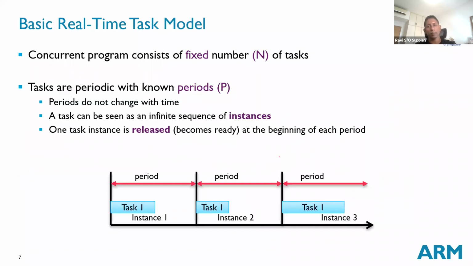So that brings us to getting familiar with some terms here. Firstly, in our analysis, we are going to have a fixed number of tasks, n number of tasks, and we're also going to make the assumption that tasks are periodic in nature. Again, this may or may not hold true in reality.